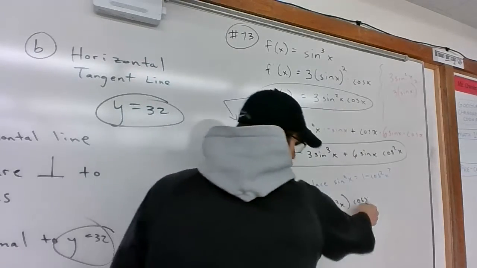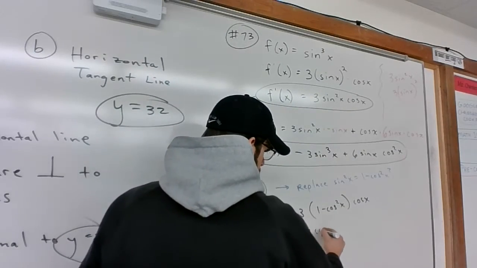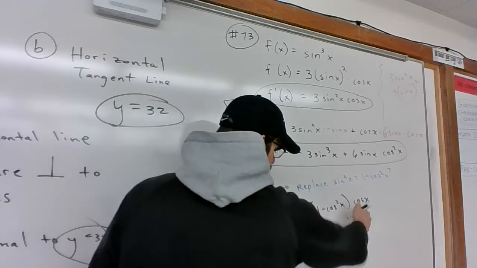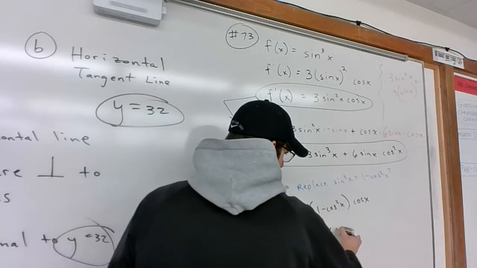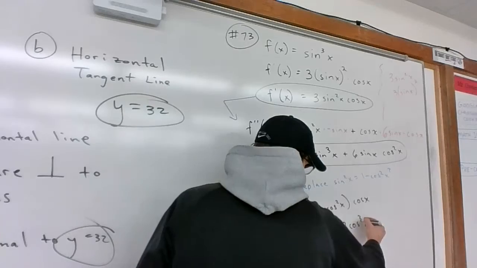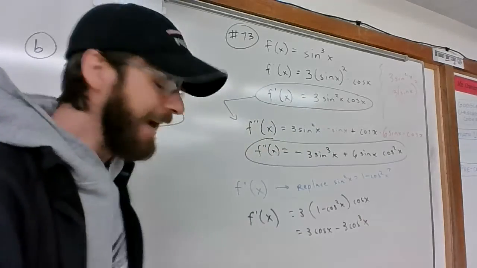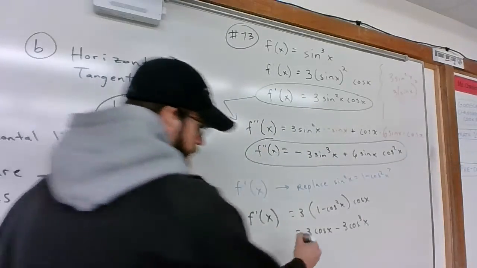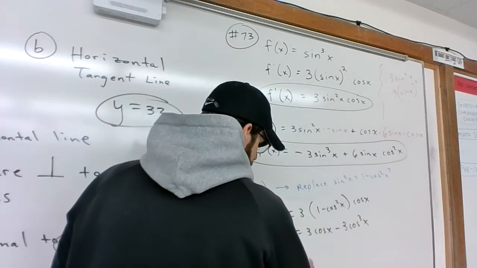That'd be 3 cosine of x times 1, minus 3 cosine of x times cosine squared. That just makes it cosine cubed. I mean, I don't know. What do you guys think? You take the second derivative.